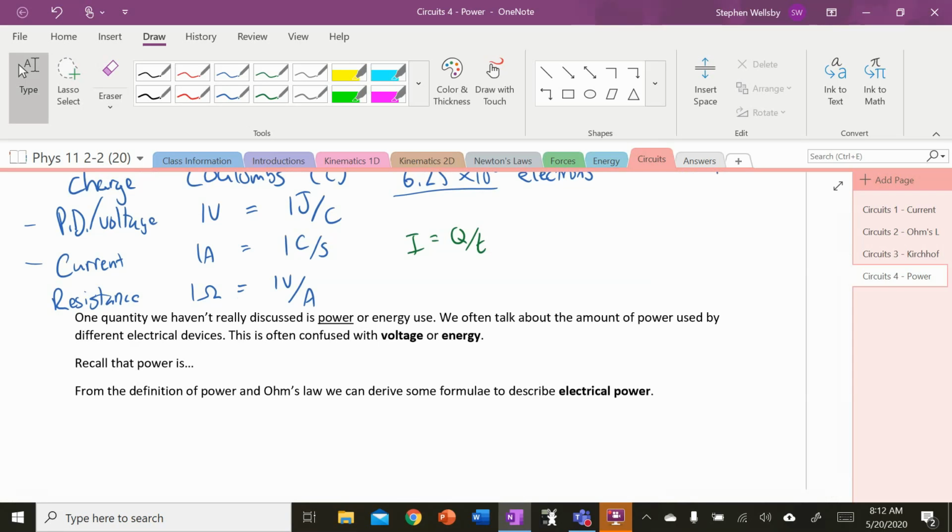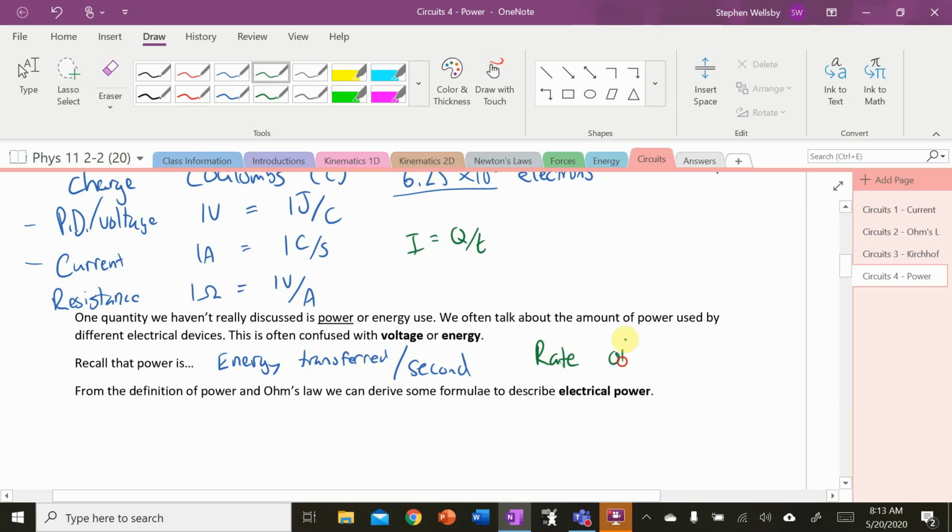We talk about that a lot when we're talking about electrical devices, but this can often be confused with energy or voltage. So remember what power is. Power is the energy transferred per second. So we can think about it as, it's not just the amount of energy, but how quickly energy is transferred. Another way we could put this is the rate of energy transfer.